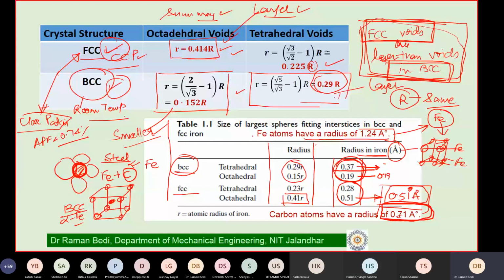So iron at room temperature, when you have steel, you have alpha iron available to me at room temperature, and when you put carbon into that, carbon goes into the tetrahedral voids which are available in the BCC lattice. Now you start heating it, and you go beyond 910 degrees centigrade. So what will happen now? There will be an allotropic transformation from BCC to FCC.